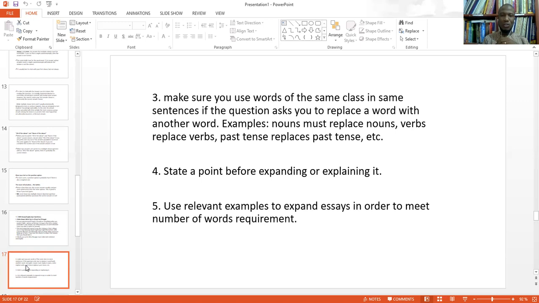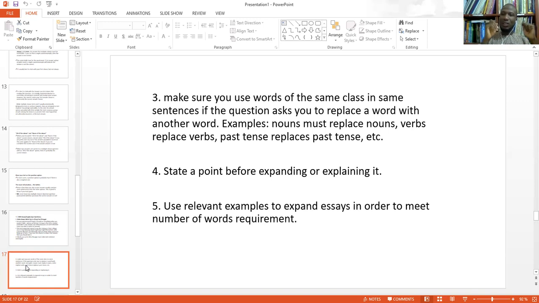Point five said you should use relevant examples to expand essays in order to meet the number of words requirements. So that is just clear. If you are answering an essay question and you want to get more words, the best thing for you to do is to use examples. And it shouldn't just be examples, it should be relevant examples, of course. So you should use relevant examples to expand your essay.